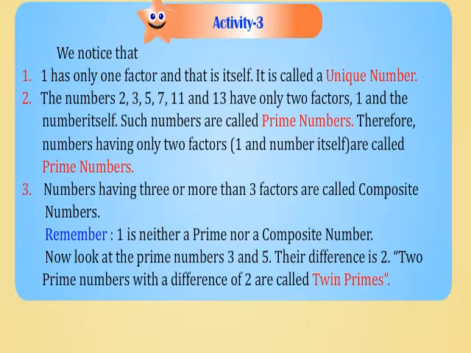Now look at the prime numbers 3 and 5. Their difference is 2. Two prime numbers with a difference of 2 are called twin primes.